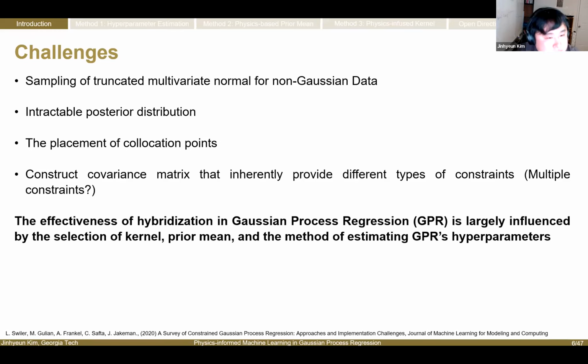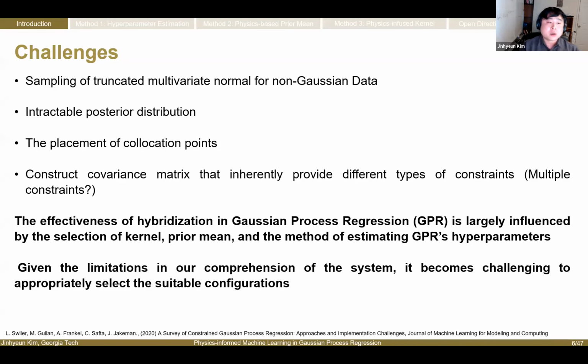Moreover, the effectiveness of hybridization in GPR is largely influenced by the selection of the kernel, the prior mean function, and the method of estimating GPR's hyperparameters. Given the limitations in our comprehension of the complex system, it becomes challenging to appropriately select a suitable configuration because we do not have a full understanding of the system.